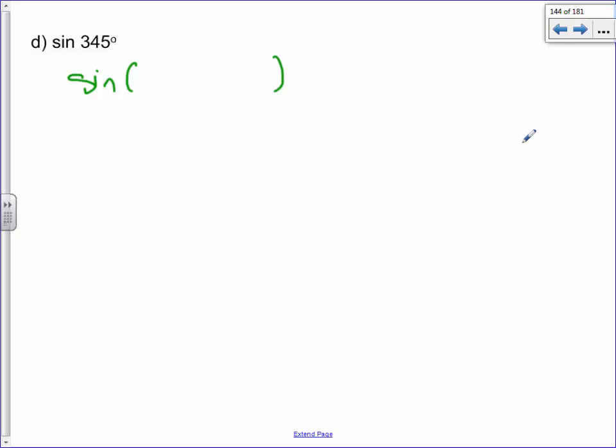Any other ideas? So wait, what are we trying to do? Well, we're trying to break 345 up into two different numbers, and we want those two different numbers to be something we can use on an exact value triangle. This is probably the hardest part of the question, just trying to guess and check what's useful.